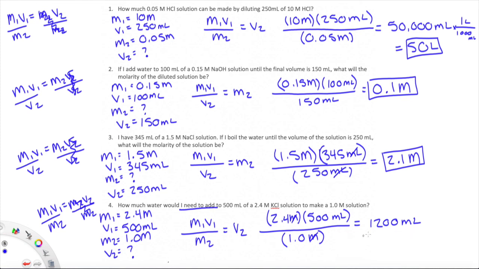So if I wanted to know how much water I needed to add, I would take 1,200 milliliters, my final volume, and I need to subtract the amount that I had when I started. So 500 milliliters. And that tells me that I needed to add an additional 700 milliliters in order to get that to a 1 molar solution.